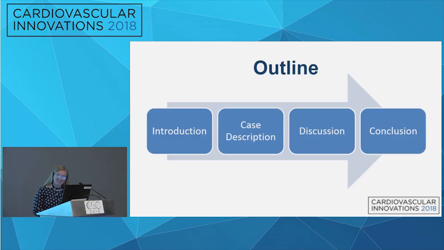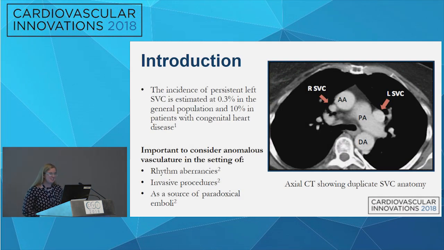This is a brief outline, same as everybody else's, so we can skip to the introduction. Regarding duplicate SVC, even though it's very rare, it's actually the most common venous anatomy variant. It occurs in roughly 0.3% of the general population and an estimated 10 to 12% in patients with congenital heart disease. That's roughly every 2 to 300 patients.